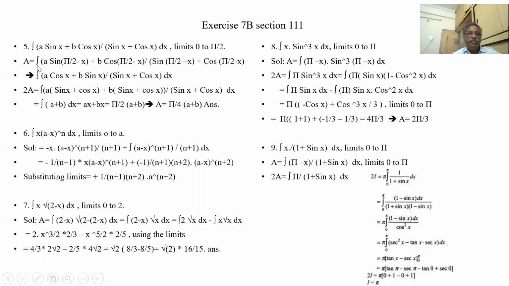So when I add them, what am I getting? Sin x into (a plus b), cos x into (a plus b). When I take a plus b out, it becomes sin x plus cos x, and underneath also sin x plus cos x. So these two sin x plus cos x get cancelled out. So integral of (a plus b) dx is nothing but (a plus b) into x.